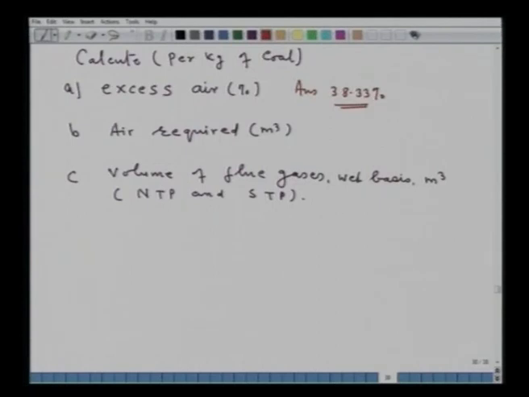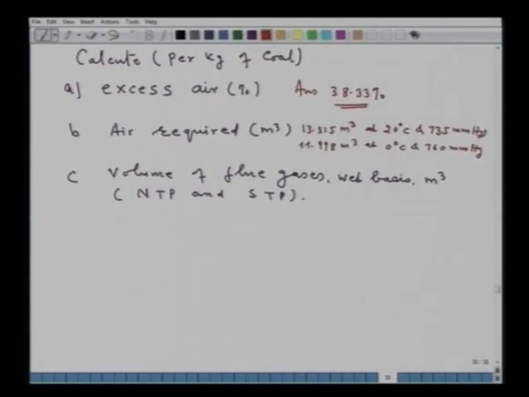Again, if you calculate the volume of air, remember you have to calculate at NTP and STP. Don't forget to take into account that the air is moist. So the volume of air will be 13.315 meter cube at 20 degree C and 735 millimeter mercury, and it is also 11.998 meter cube at 0 degree C and 760 millimeter mercury. You can also calculate the volume at 25 degree C and 760 millimeter mercury. Well, this is just a matter of conversion.